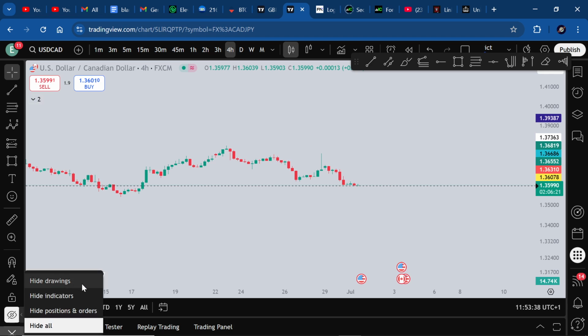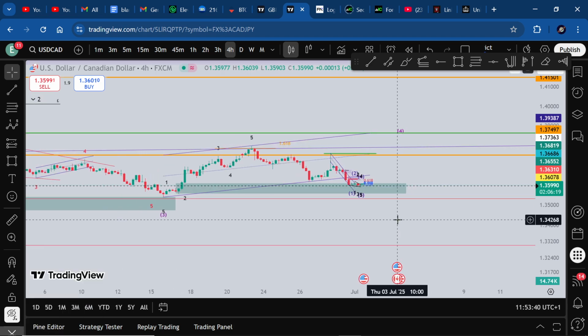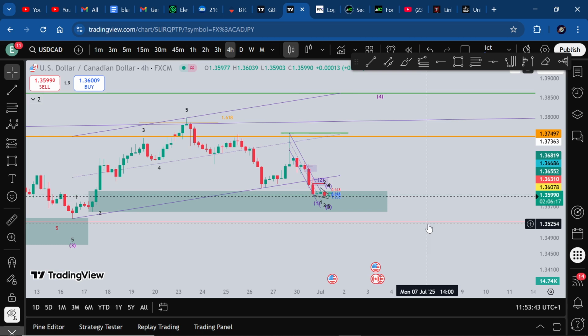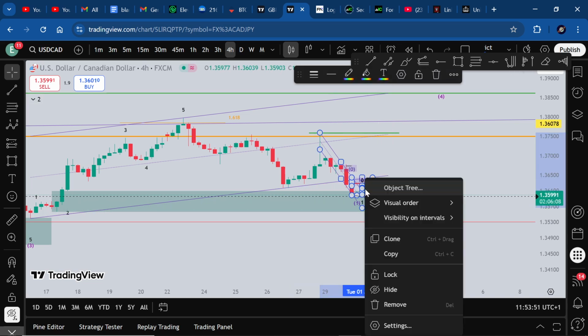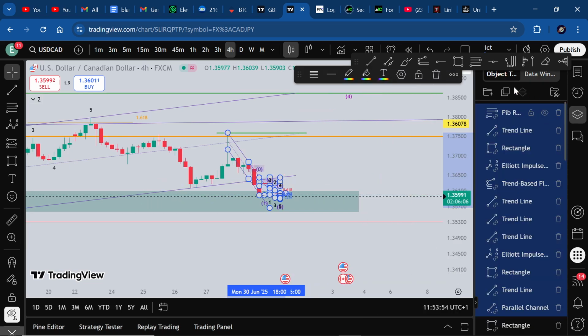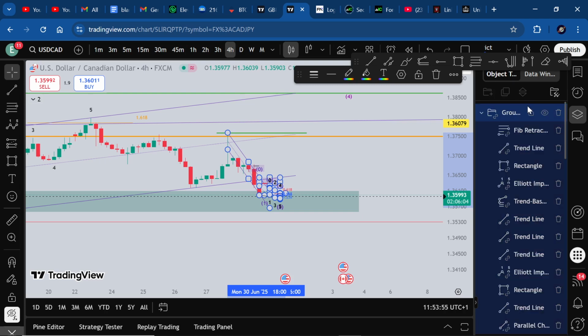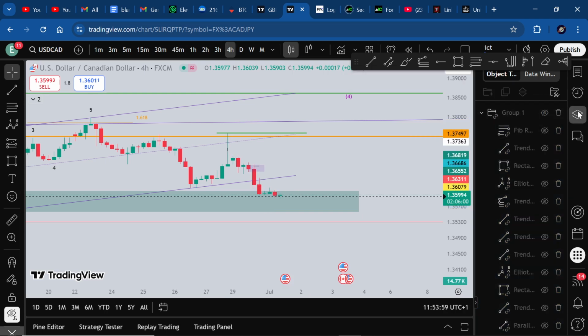Let me hide the indicators. And let me just get, yeah, okay, I know what to do. We're going to move this and I'll bring them back later. Yeah, cool.